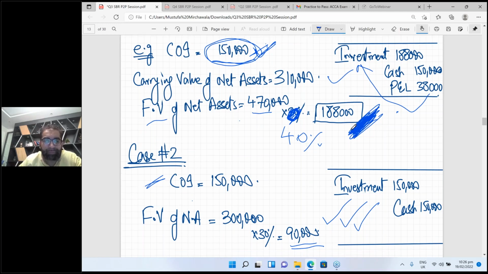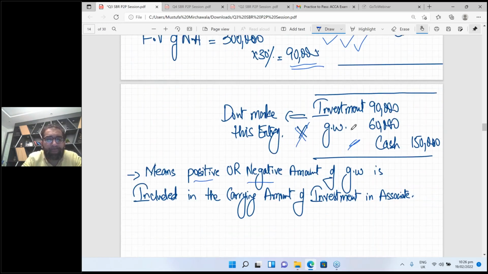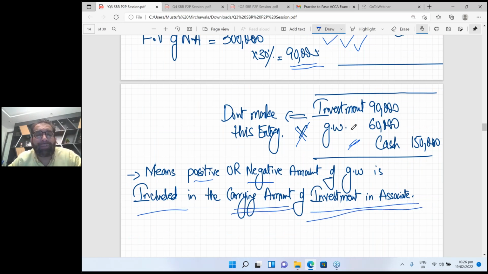See this. A positive or negative amount of goodwill is included in the carrying amount of the investment in associate. These are the words of IAS 28.